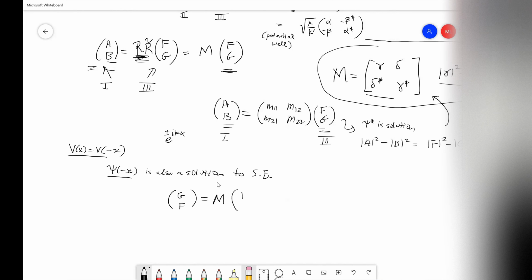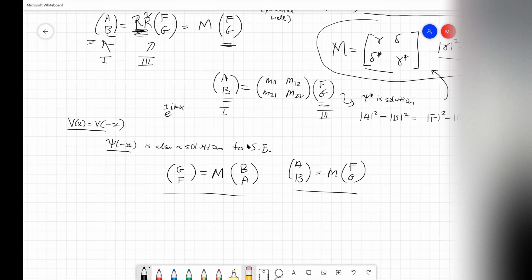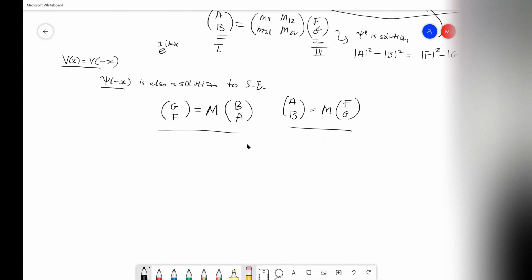This has to be equal to this. So now you have two conditions on your matrix. It not only connects F and G, but it also must satisfy this reversal due to the parity invariance. And so you can figure out things like, well, you can take the inverse of this matrix, right? And then you'll find that BA is equal to the inverse acting on GF.